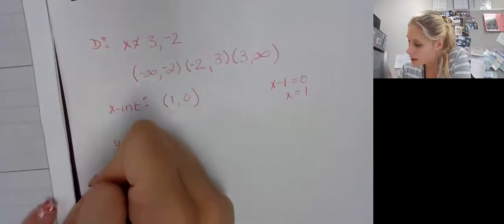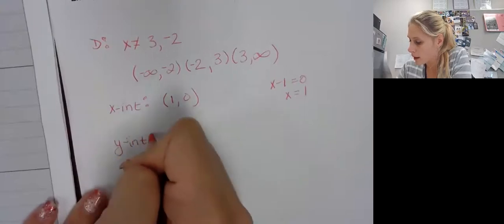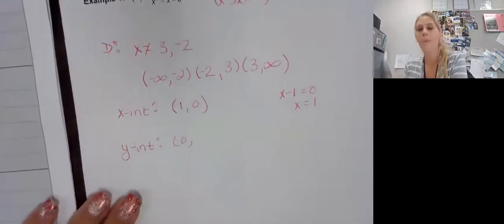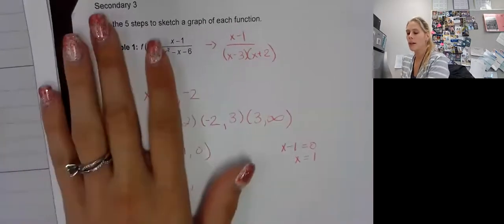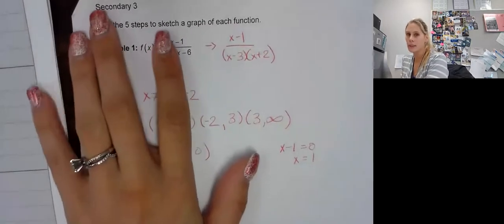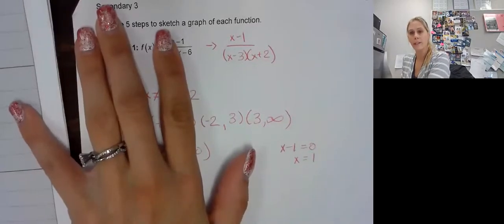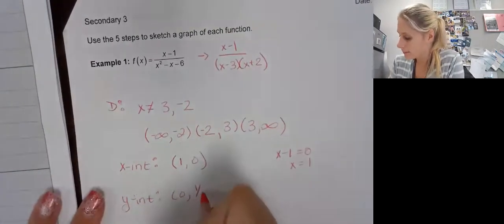Y-intercept. Y-intercept is when we set all of our x's to 0, right? Because it's 0, comma number. The great thing about the rational function, always look at the original function, and I'm just going to cover up all the x's because they equal 0, right? And what are we left over with? -1 over -6, which reduces to 1/6.